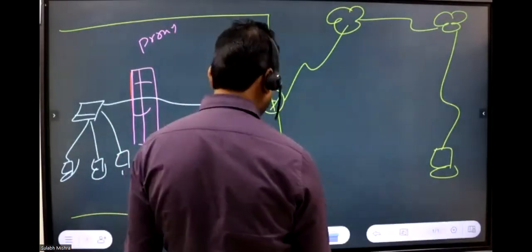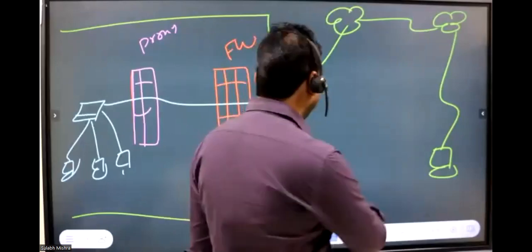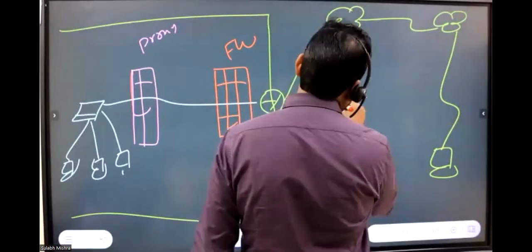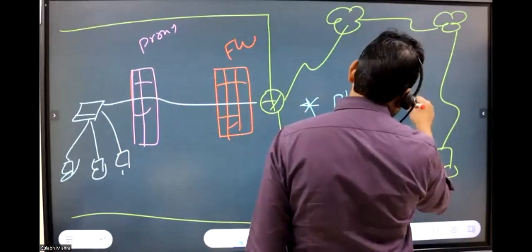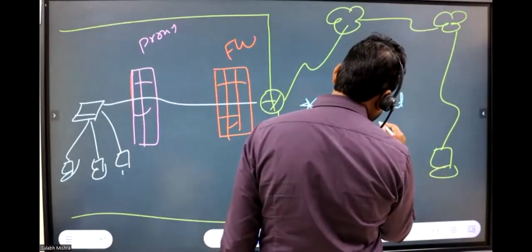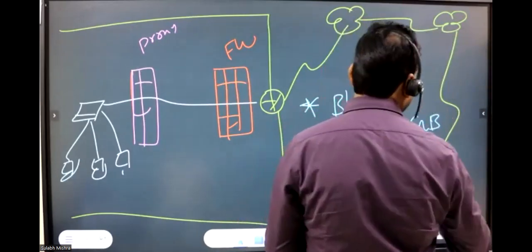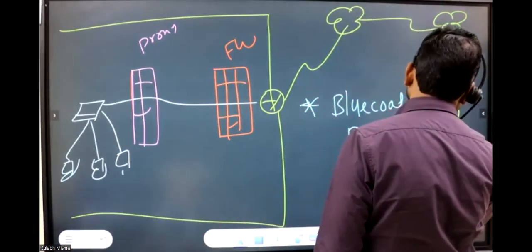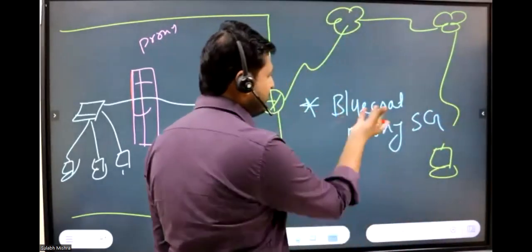Blue Coat proxy. You can buy it as hardware or software, and you can have a cloud version also. We call it Blue Coat ProxySG. Now I think it's with Symantec, so it becomes Symantec Blue Coat proxy.